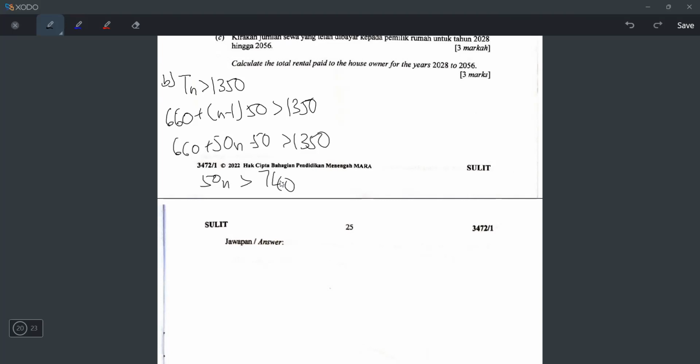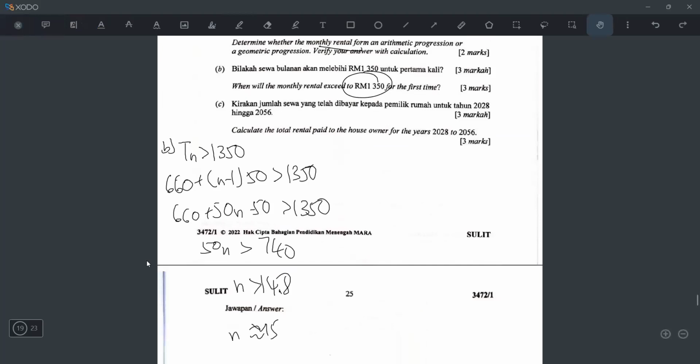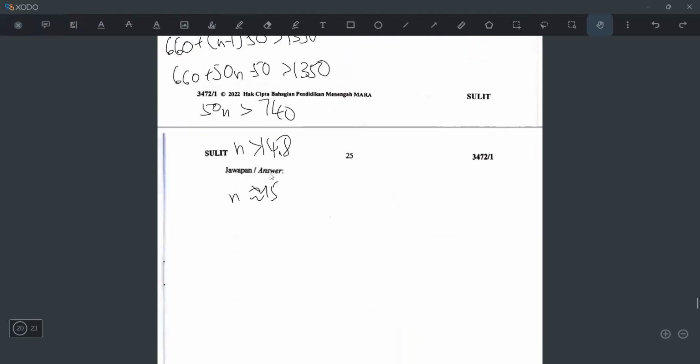Divide 50. So n is 14.8. So n must be bigger than 14.8. So n must be 15. The reason why I cannot write 14 is because they are asking when will the rent exceed for the first time. It means when n is 14, the rental still hasn't exceeded 1350 yet. But when n is 15, then it exceeds, because the answer is 14.8, right?